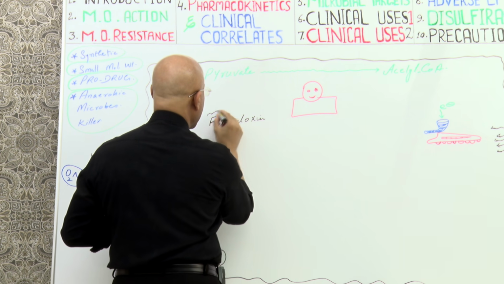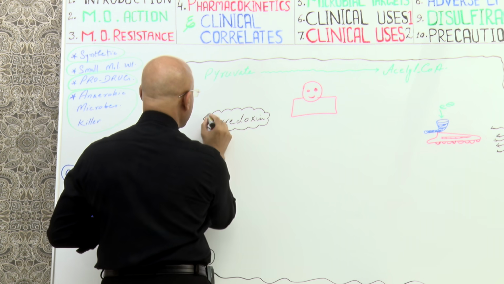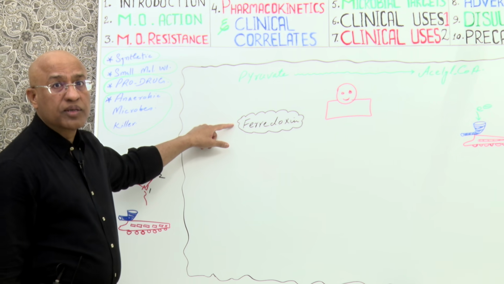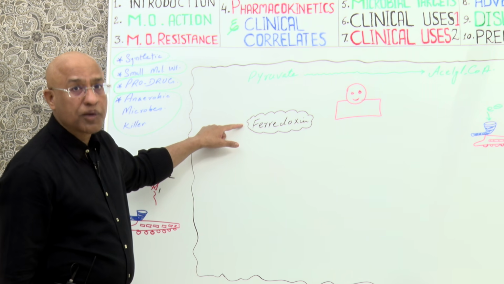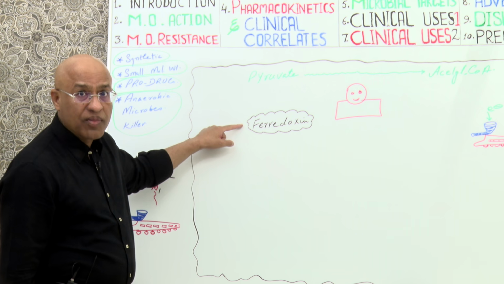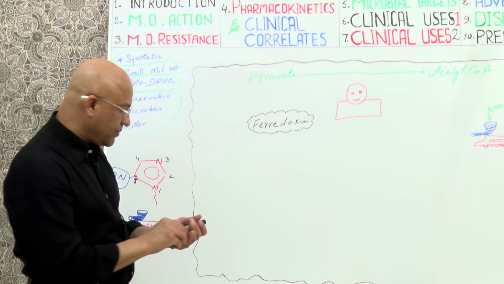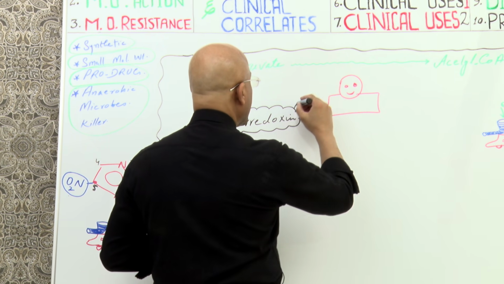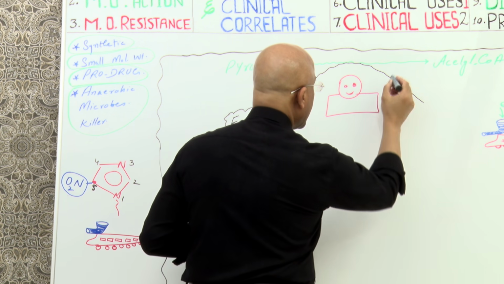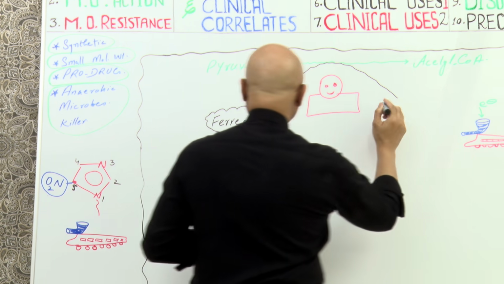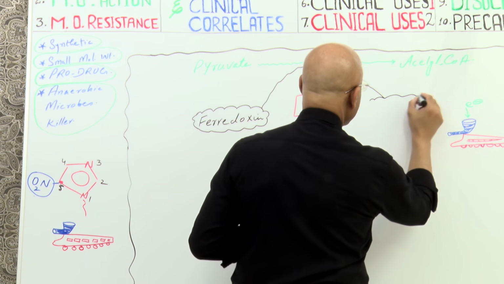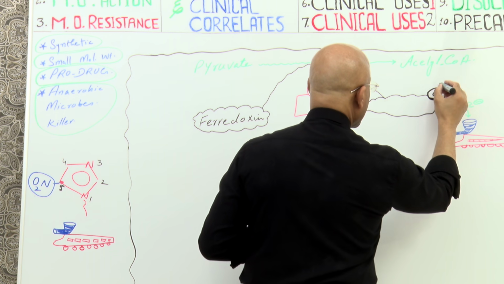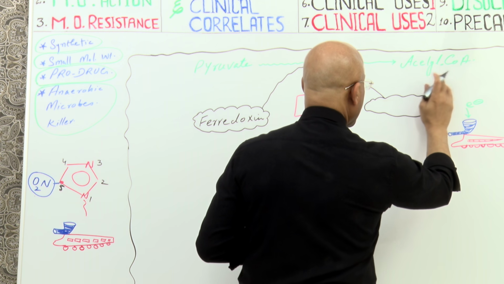Ferredoxin is a special electron transporter protein which is present in anaerobic microbes, anaerobic bacteria, anaerobic protozoa, right? Now, this ferredoxin, with the help of a specific enzyme, acts in this pathway and gains electrons. I will show here that ferredoxin is gaining electrons.